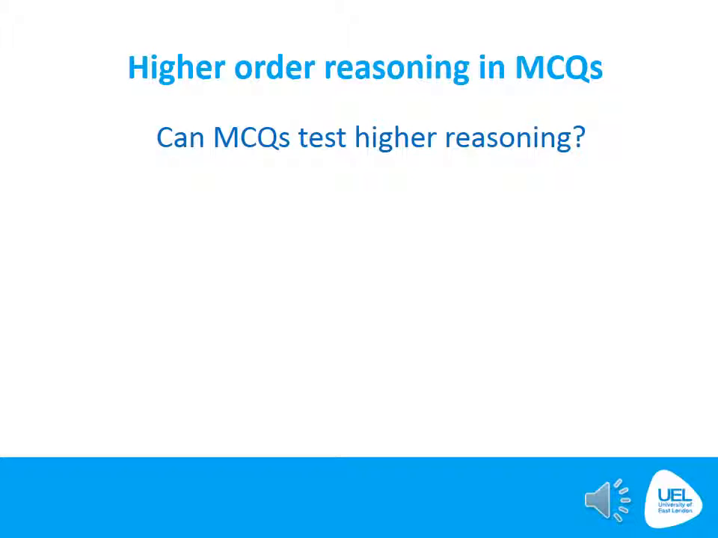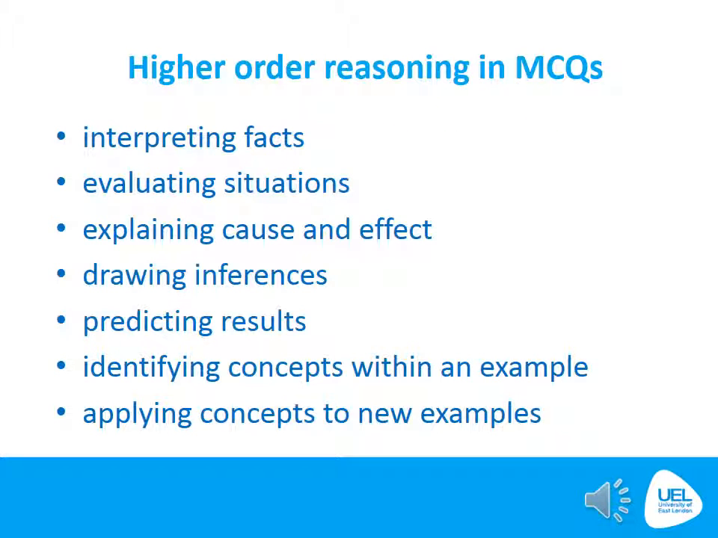Any of these disciplines are going to have concepts that you want to test the understanding of, critical terminology that you want your students to grasp, and you can get students to apply these concepts and these terminologies to specific examples. Now, how you do that in your discipline is too difficult to go into in a tutorial like this. It will take time for you to think through, but I've got some examples. You'll be asking your students, for example, to interpret facts or evaluate a situation. You might give them something and ask them to explain how cause and effect is working with that scenario. You might want them to draw inferences or to predict results. You could give them a new example and ask them to either identify concepts within it or apply a concept to it.